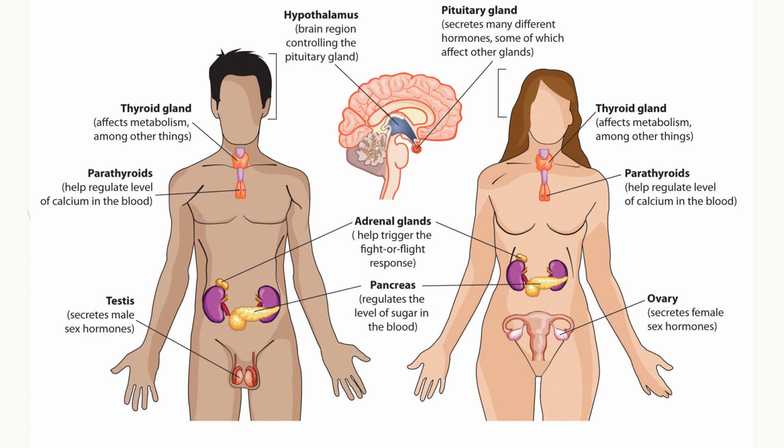And then you have your gonads. In the males, you have the testes, and in the women, you have the ovaries. So let's look at the males first. In the males, it secretes testosterone. And in the females, it secretes both estrogen and progesterone.